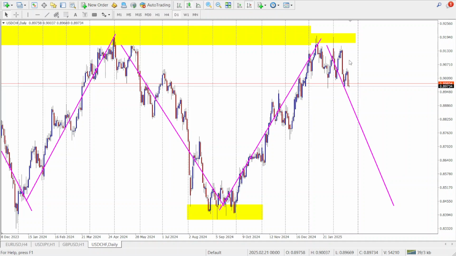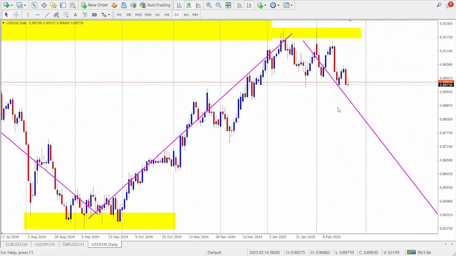Remember, don't just enter a trade because the price is close to a zone. You want to see a reaction. Ensure you get that reaction, ensure you get that confirmation before you enter the trade. Look for a strong reversal signal. Once price is around that zone, look for reversal candlestick patterns to confirm that the market is changing direction.